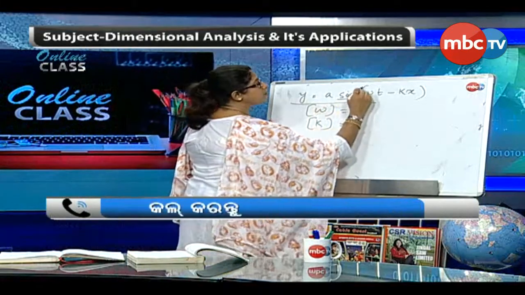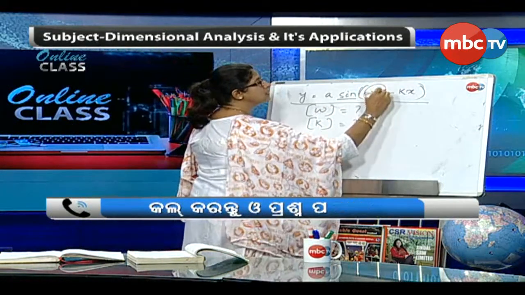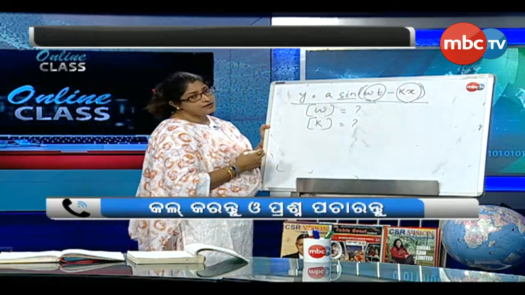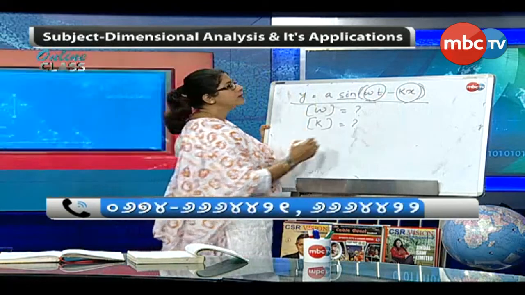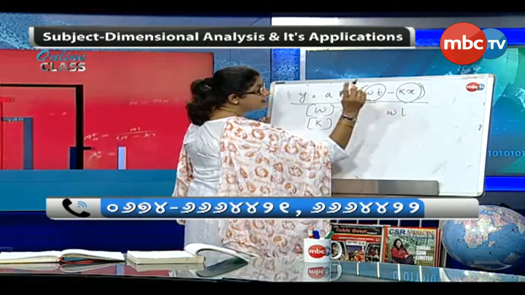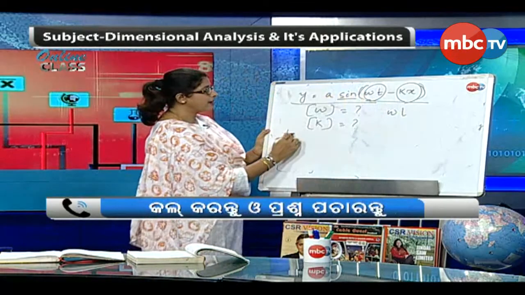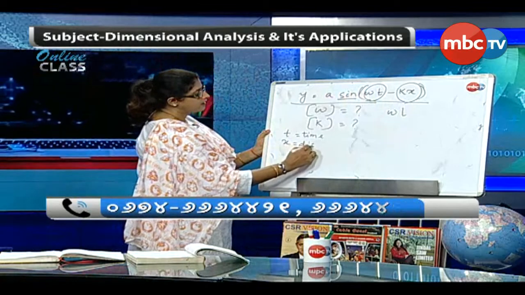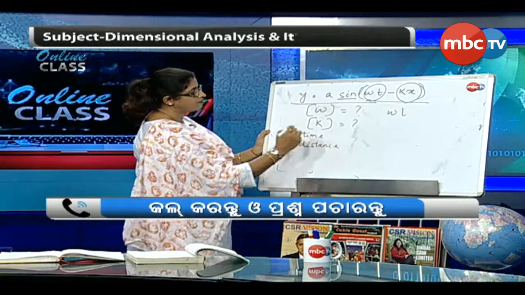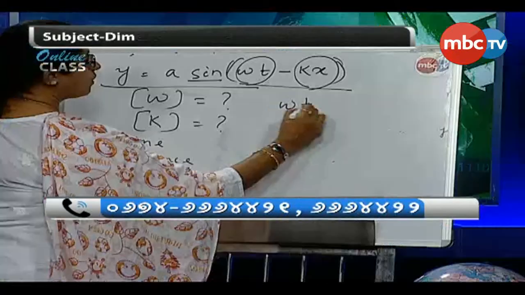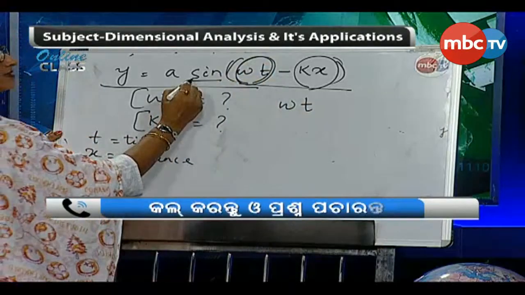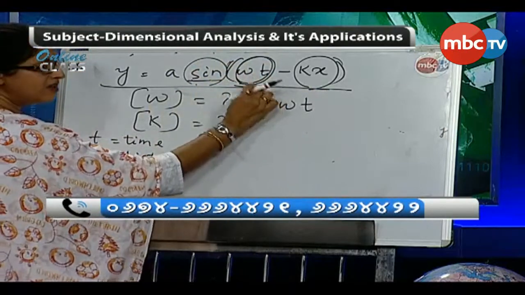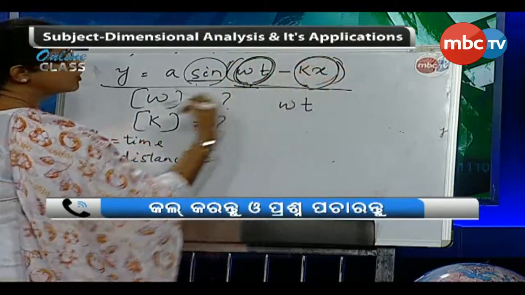This is sine of this, that means this is an angle, and this is also an angle. Physical quantities of the same kind can be added, subtracted or compared. One more thing is given: t is equal to time, x is equal to distance. Sine is a trigonometric function, so sine of this means this is an angle, kx is also an angle.